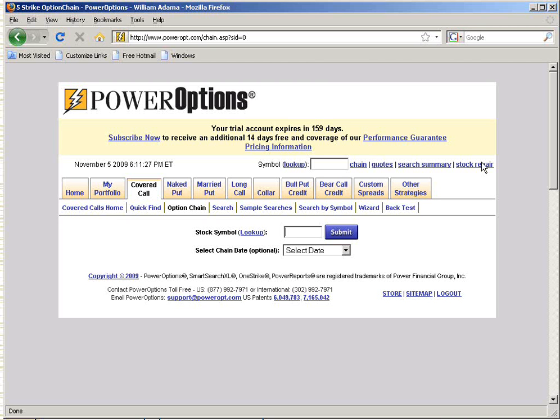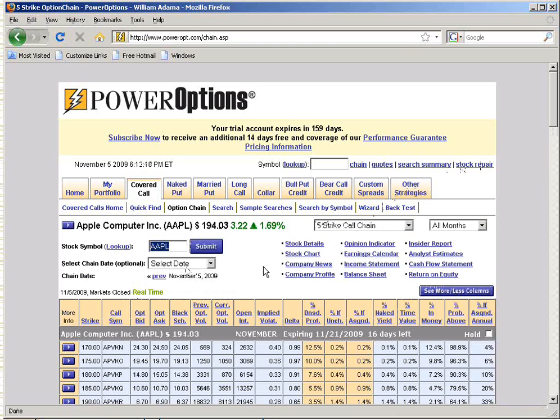For covered call traders on our chain, we show you the calculated downside protection, percent return if assigned, and the probability. And on the naked put screen, we'll show you the percent naked yield, the percent to break even, and the percent probability above as well. We're going to talk about those a little bit later in the presentation. Let's take a standard sample stock for our presentation tonight, of course. Let's just use Apple. Everyone knows Apple. Everyone watches Apple. Not everyone trades Apple.